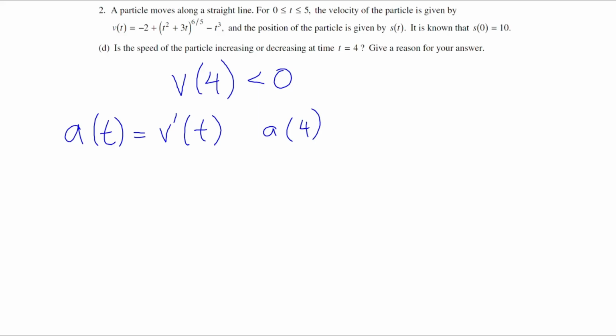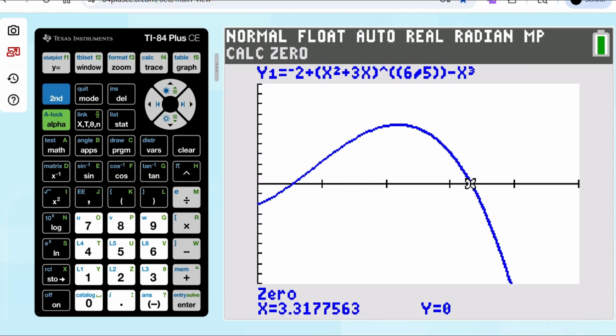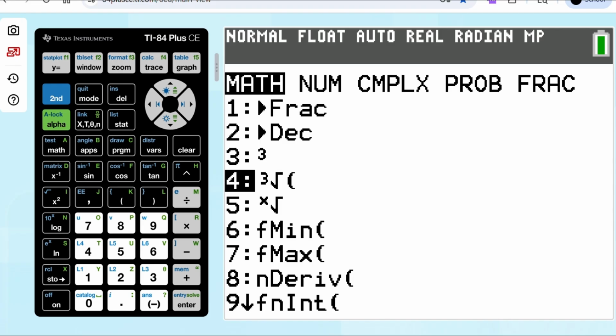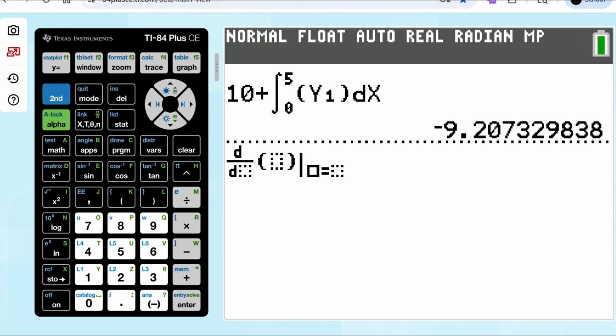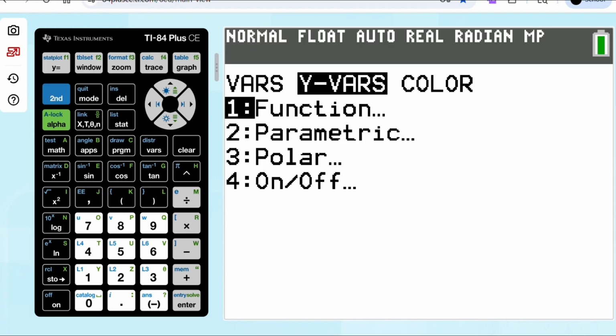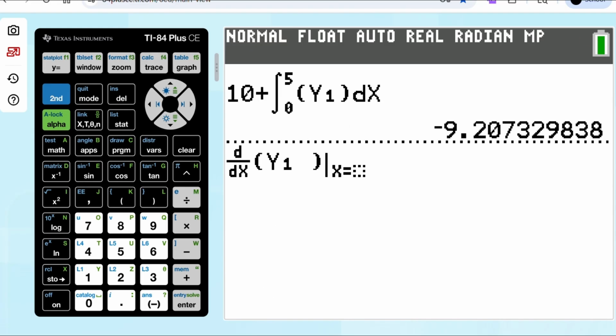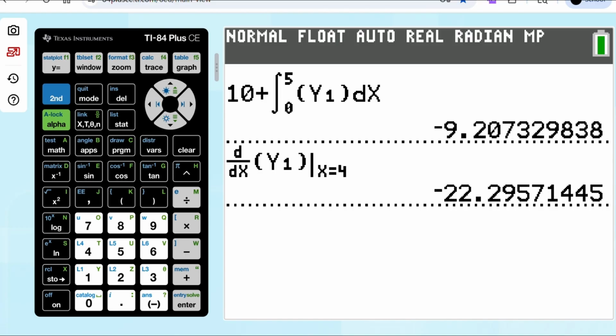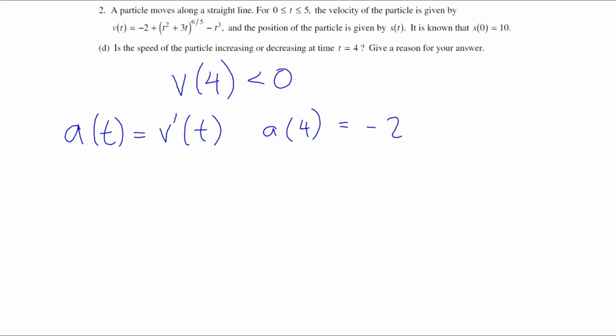And we can just use our graphing calculator once again to find the value of a of 4. We can just go right out of here. We'll hit math and go down to option number 8, nDeriv. We're looking for the derivative with respect to x of that velocity function, which again, remember, we can hit VARS, go over to the second column, option 1, and then option 1 again, and that pops that function in there. And we're looking for it at 4, which is negative 22.296 if we round. And so we note that that's less than 0 also.